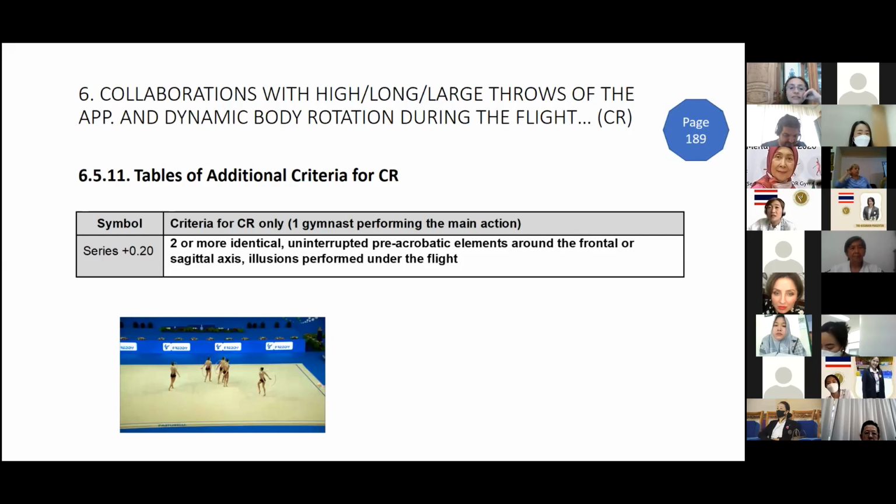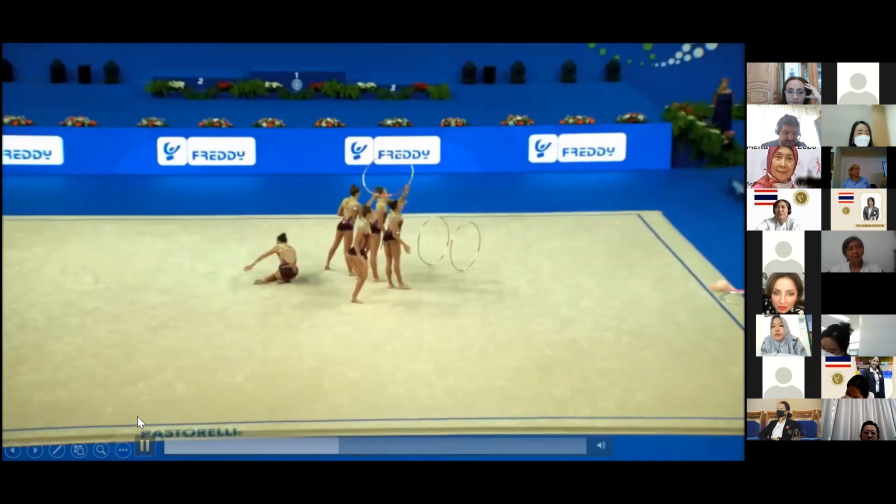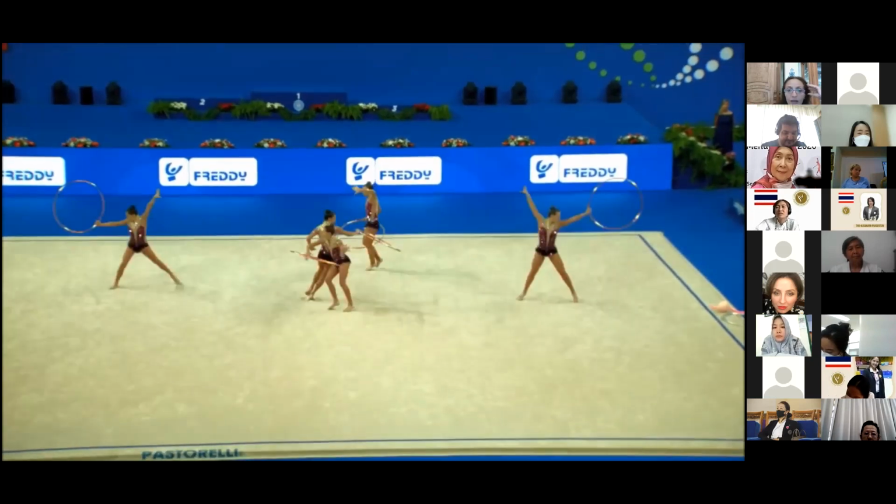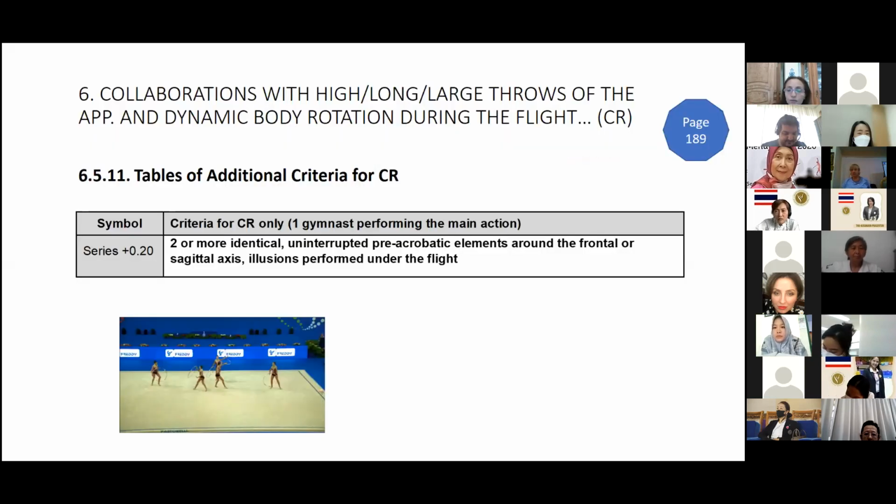Okay, we can also take series if two or more identical, one gymnast performing the main action. Criteria for CR: two or more identical uninterrupted pre-acrobatic elements around the frontal or sagittal axis. You take it one time, one gymnast performing the main action. Series is for two or more identical uninterrupted pre-acrobatic elements. It's different than in the group, in the individuals. The individuals is three, here is two or more.